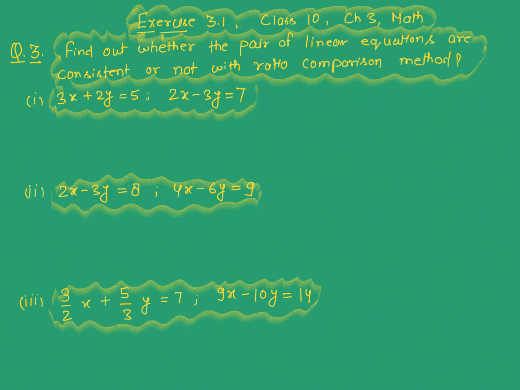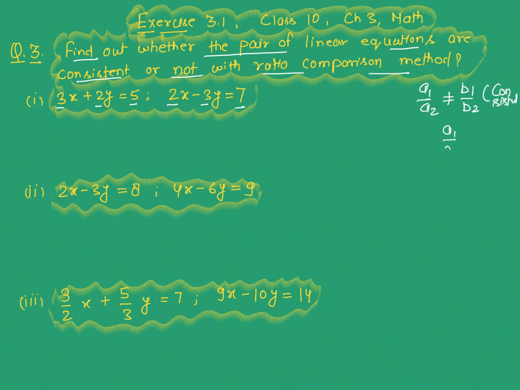Alright बच्चों, तो अब question 3 attempt कर लेते हैं। तो इस question 3 में क्या बोला गया है, find out whether the pair of linear equations are consistent or not with the ratio comparison method. Right, तो हमें ratio comparison method पता है, we need to find out the ratios of A1 A2, B1 B2 and C1 C2, and based on that we know the formulas. If A1 upon A2 is not equals to B1 upon B2, then it would be consistent, right?